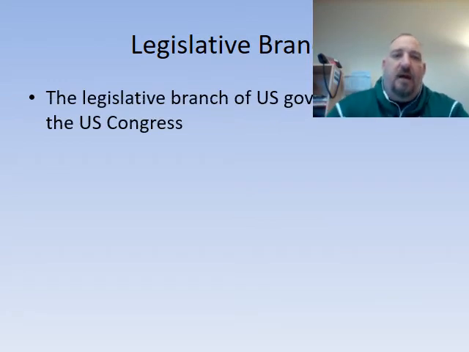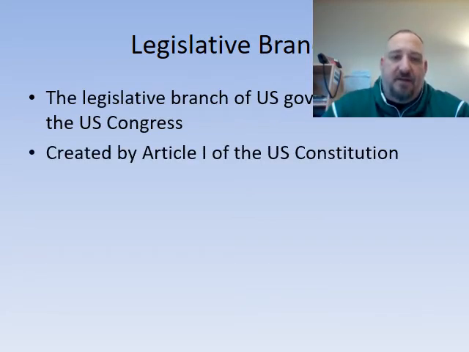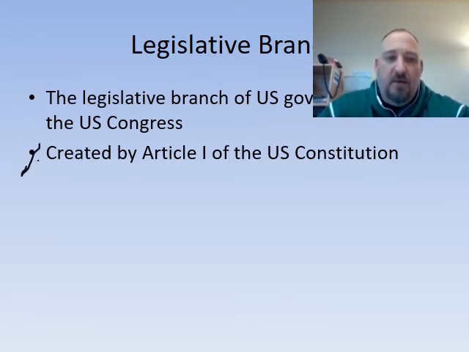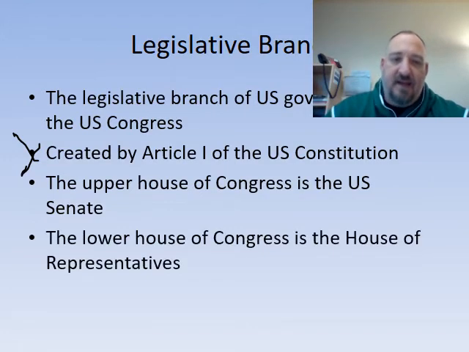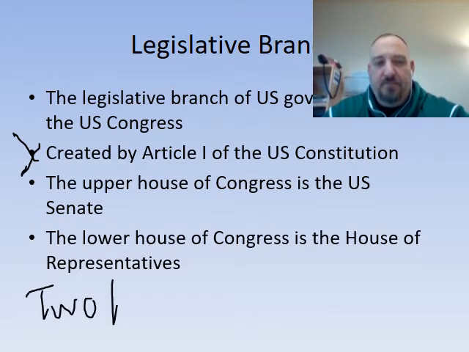So the legislative branch of the U.S. government is the U.S. Congress. They're one and the same. They were created by Article 1 of the U.S. Constitution, and the upper house of Congress is the United States Senate, and the lower house of Congress is the House of Representatives. So we have two houses.